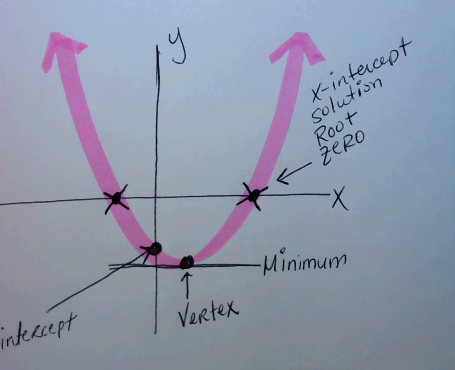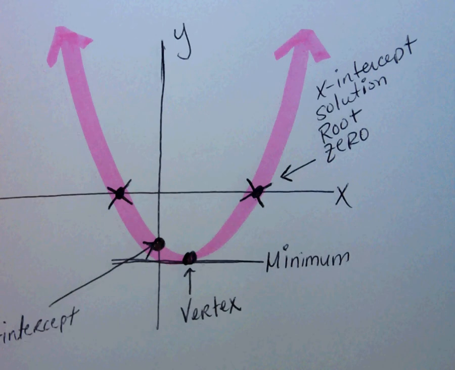And let's talk about the axis of symmetry. The axis of symmetry, you're going to take the parabola, because this is called a parabola, and we're going to fold it in half. And where we fold it in half is the axis of symmetry. So straight down the middle.